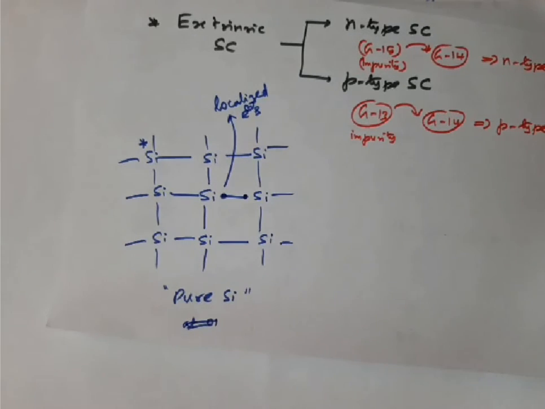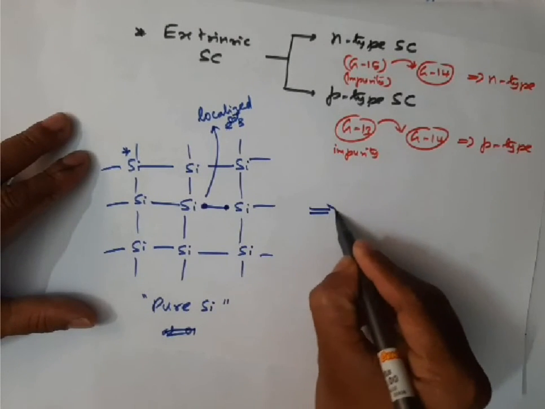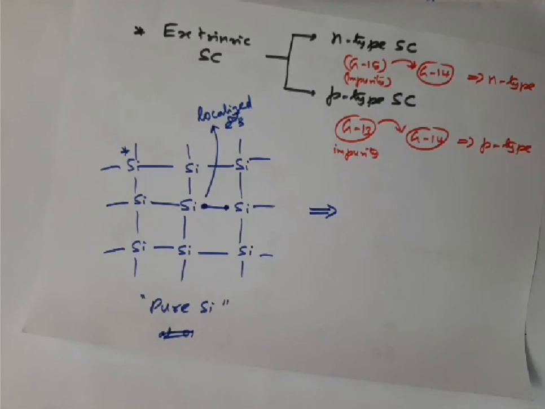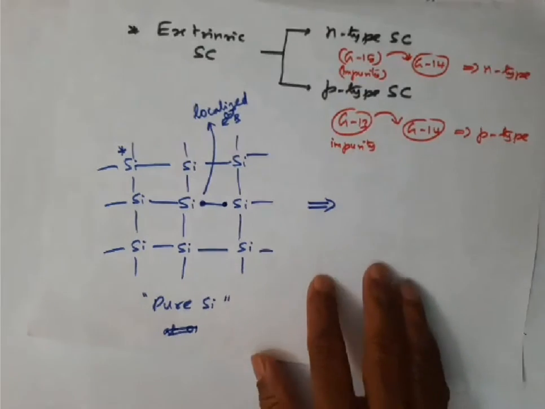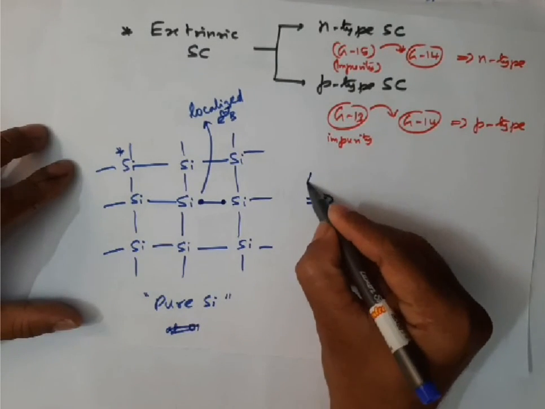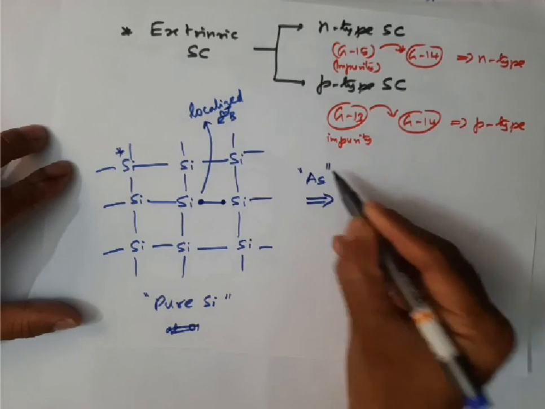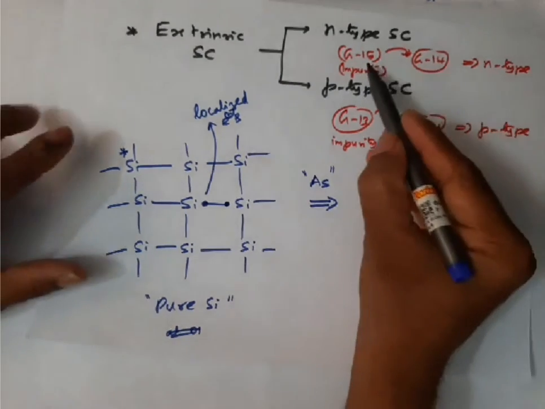The localized electrons do not conduct current. Now what I'm going to do is add some impurity. Say, for example, I'll take a group 15 element, say phosphorus or arsenic. I'll take arsenic. The symbol is As.